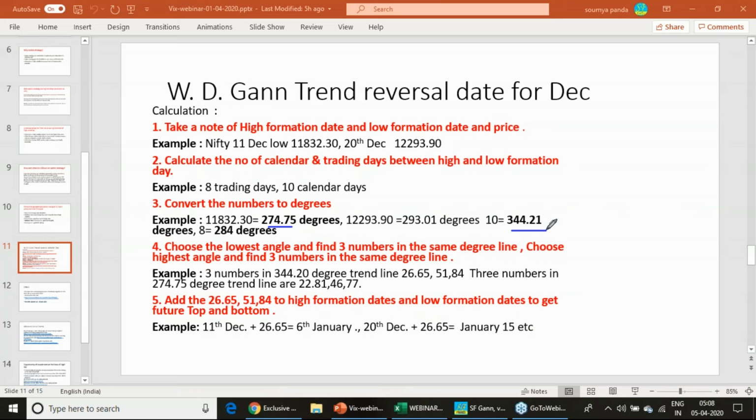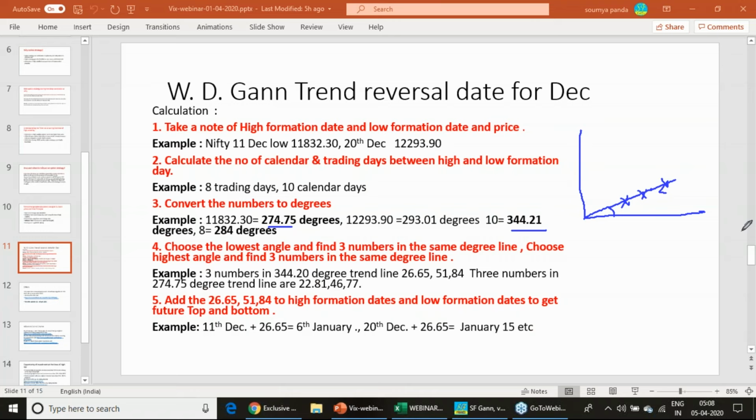That is a trend line which makes 344 degrees in a price-time chart. So now, if that is a trend line, then in this particular trend line, which I have told you initially, it is a 274.75 degree trend line. In this trend line, I require 3 numbers.